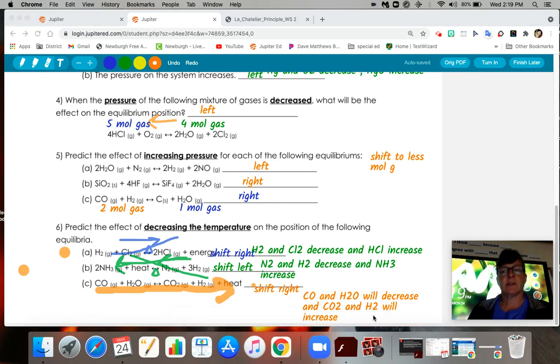So let's go over the steps. Everything starts off in equilibrium. Something happens. Either you're increasing something or decreasing something. You want to go back to equilibrium, and Le Chatelier says it's going to push or shift in a direction to make that happen. Once you know the direction it is shifting in, then you can tell what is increasing and what is decreasing. Right?